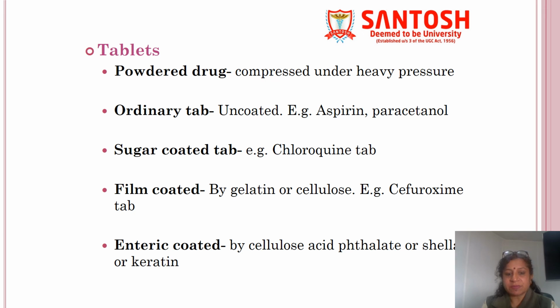Then we have tablet preparations. A tablet is the powdered drug compressed under heavy pressure, usually an ordinary tablet. We may have a sugar coated tablet. For example, for bitter salts, we may mask the taste of the drug for better compliance and sugar coat it, like chloroquine tablet. We may have film coated or enteric coated tablets. Enteric coated tablets dissolve in the intestine, not in the stomach. For drugs whose active ingredient we want released in the intestine, we use enteric coating.